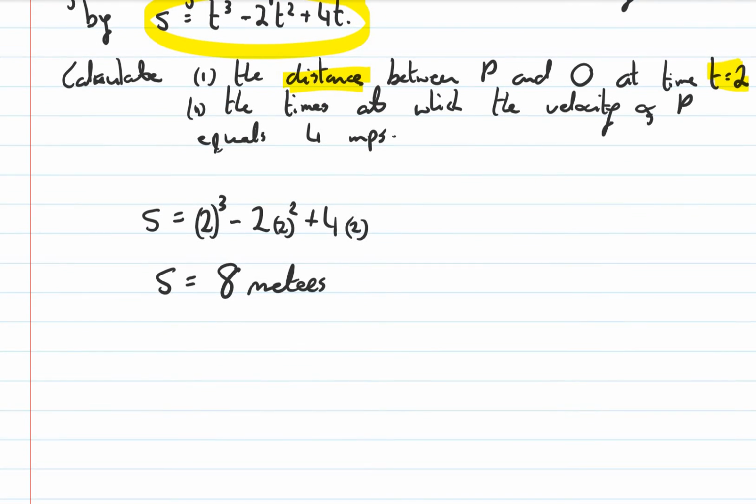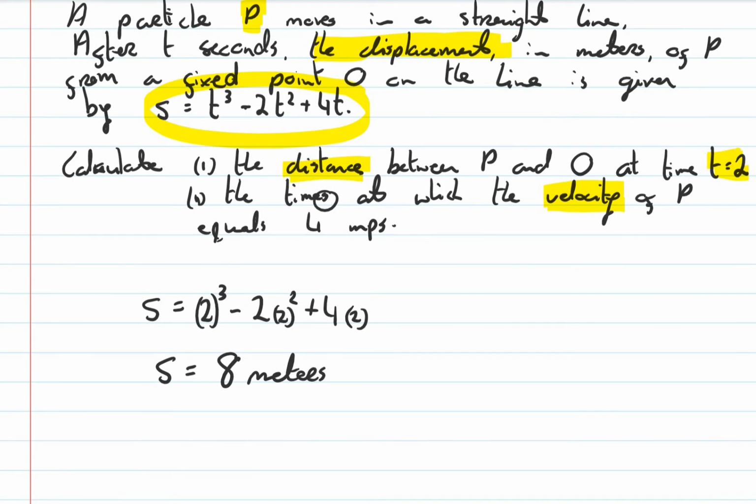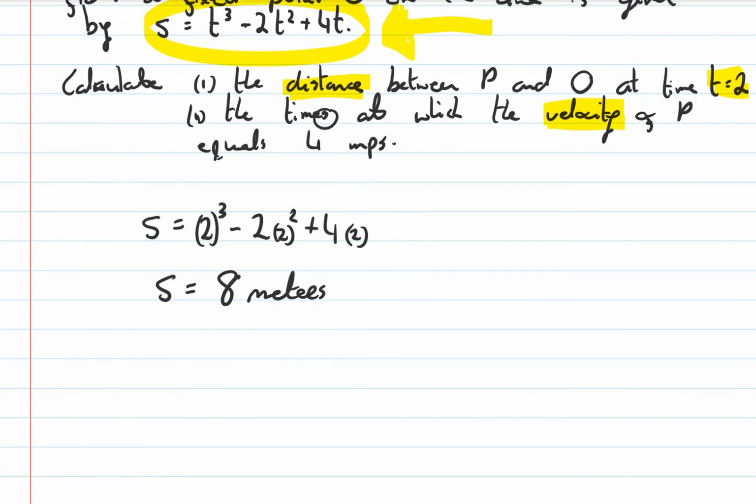Next question then. The times, it's an S there, so the times at which the velocity of P equals 4 meters per second. Right, we're talking about velocity, which is the same as speed, or rate of change. So we're going to have to differentiate this function to get the velocity or the speed function. So if we differentiate it, we'll get, we'll do it in red, ds dt by the way, equals 3t squared minus 4t plus 4.